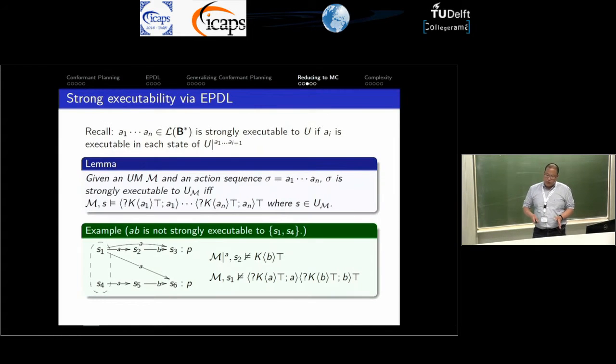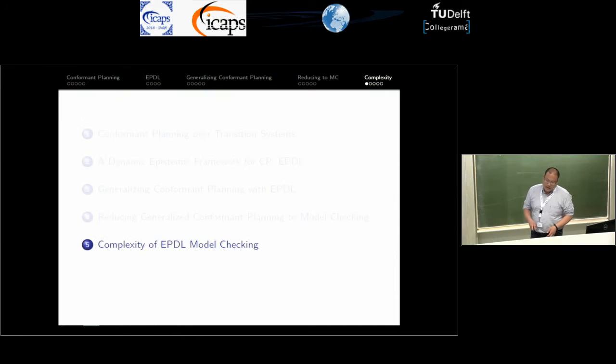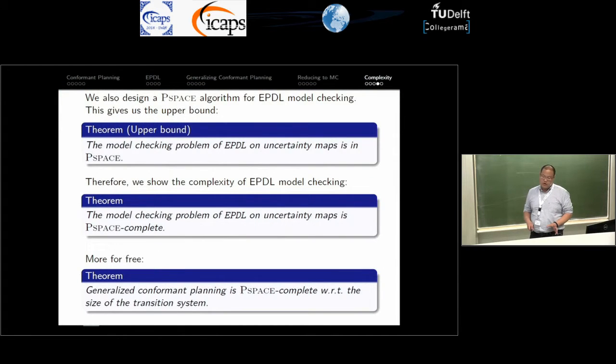In this logical framework, we reduce the problem of existence of a plan to model checking in this framework. And what's more, we show that this logical framework is PSPACE-complete with respect to the size of the transition system. The interesting thing is that standard conformant planning is already PSPACE-complete with respect to the size of the transition system. Now with this logical framework we generalize the problem, but we're still in the same complexity. So that's it. Thank you.